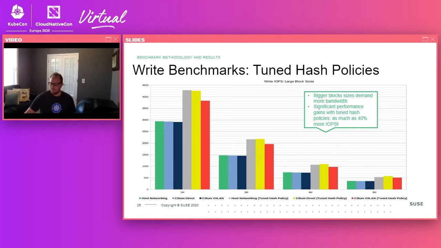But when we move toward those larger block sizes, these 1 to 8 meg block sizes, we're actually putting more demands on the network in terms of bandwidth. And this causes us to need to spill over to that second NIC to utilize its bandwidth. And what we see here is significant performance gains from tuning these policies, as much as 40% more IOPS by making this simple change. And that's across the board, both the VXLAN encapsulated traffic as well as the host networking and the Cilium direct mode.